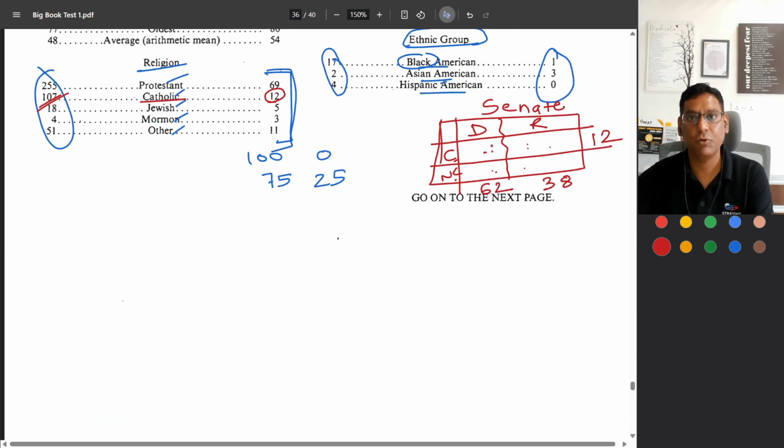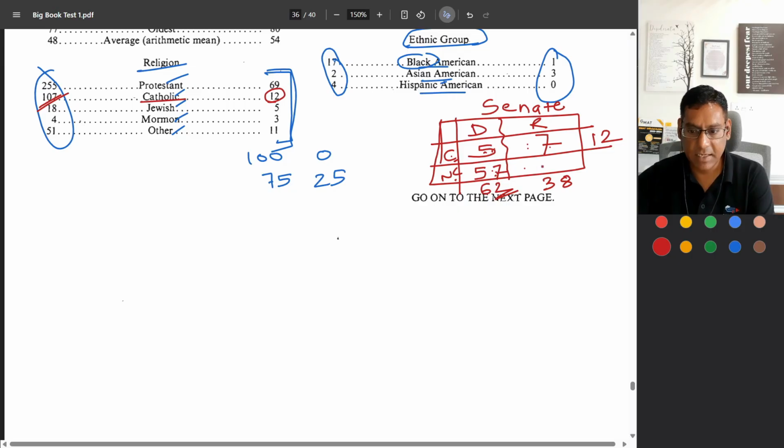5 Catholic Democrats. Now, can you tell me where it will go? That will go here. 5 senators are Catholic Democrats. That means this number has to be 7. Okay. Also, if this is 62 and this is 5, this has to be 57. Correct? Then what is this number? So this is 12. This is 57. This plus this, 57 plus 12, is 69.